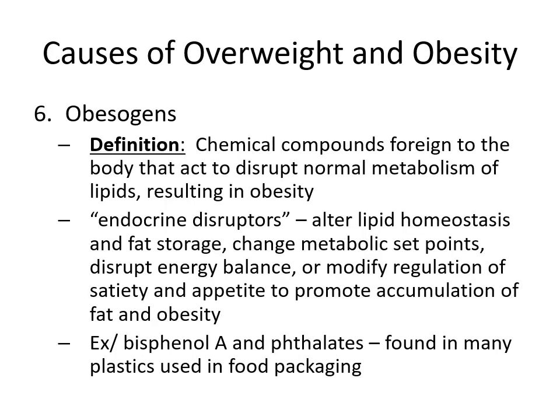Now looking at obesogens, here we have chemical compounds foreign to the body that can act to disrupt normal metabolism of lipids, resulting in obesity. We're looking at what we call endocrine disruptors. These have altered lipid homeostasis and fat storage. They can change metabolic set points, disrupt energy balance, or modify the regulation of satiety and appetite to promote the accumulation of fat and obesity. For example, one of the things we're concerned about is bisphenol A and phthalates, which are found in many plastics in food packaging.